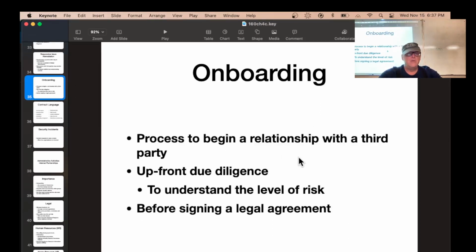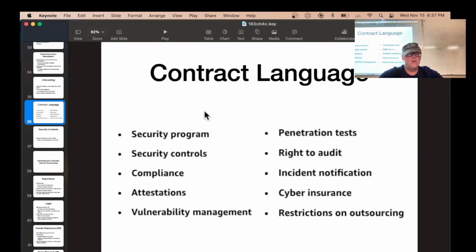So to begin your relationship, you have upfront due diligence. You should consider what you're going to do, consider how risky it is, consider what you can learn about the company before you sign a legal agreement, and make an educated decision about whether it is wise to trust this company or not. And so you have your contract language listing all these things: compliance and the right to audit, penetration tests, restrictions on further outsourcing.